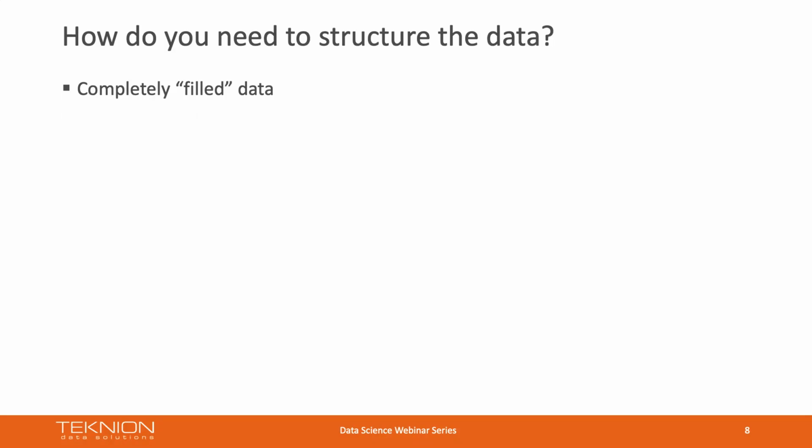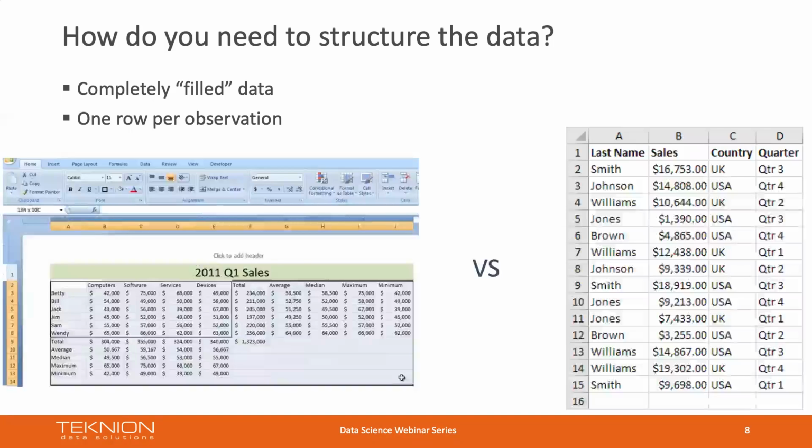When I say completely filled, what we mean is we want one row per observation in our data set. So let's look at two examples here. On the left, in this square right here, that's our actual data. Over to the right here, we have some derived values: the min and the max, a median, an average, and those totals. And then down below, we have totals also, okay?